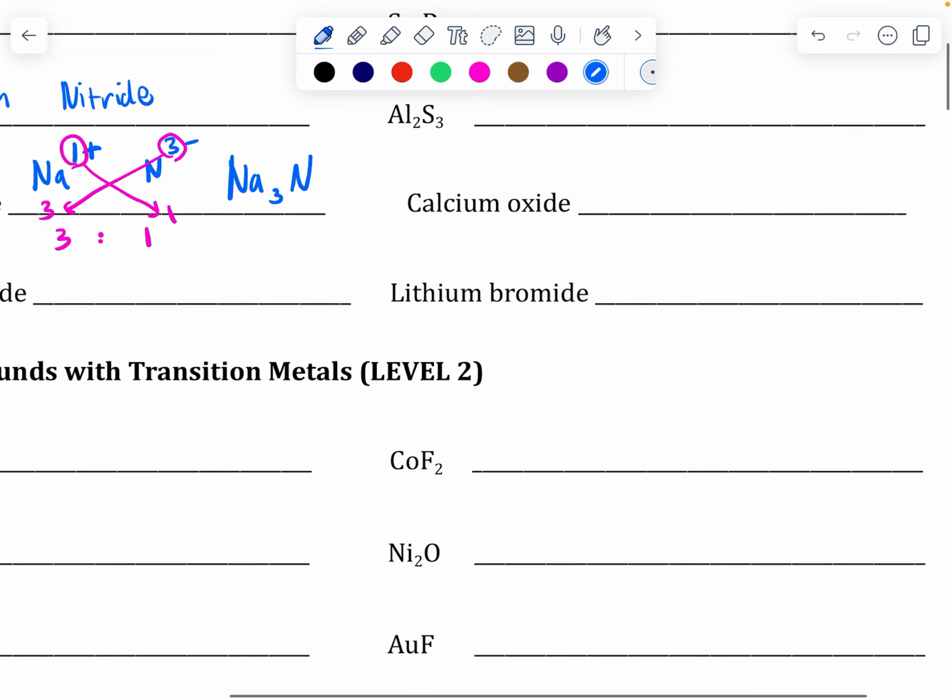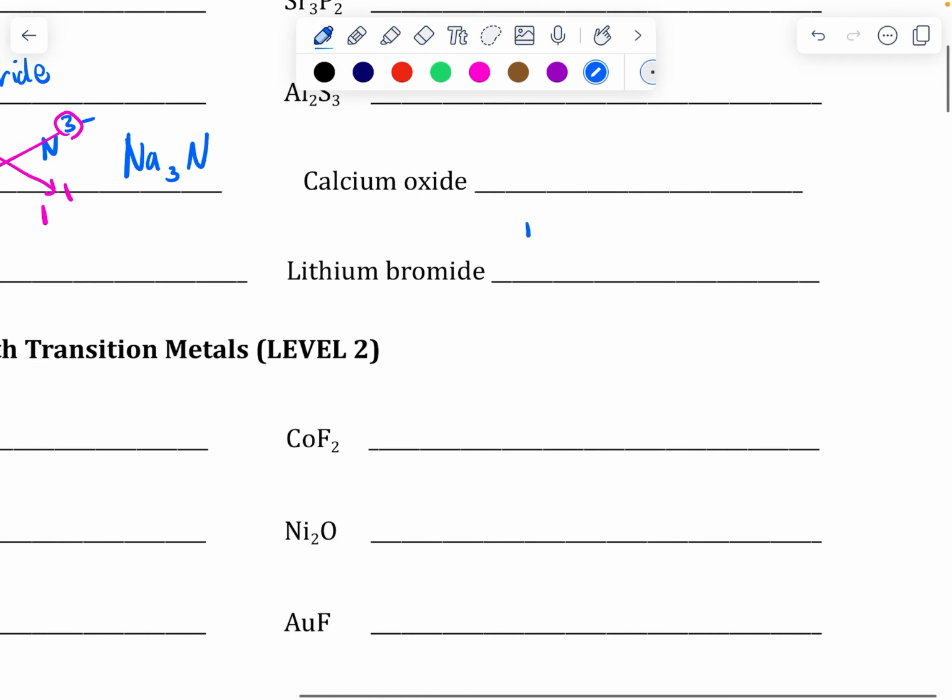Let's try another one on this side. Let's try lithium bromide, okay? Lithium located on the periodic table, and you'll find that it's lithium 1 plus. Bromide, again, that's the conjugated name from bromine. It's a halogen gas. And if you look on the right side, you'll find that it's a 1 minus.